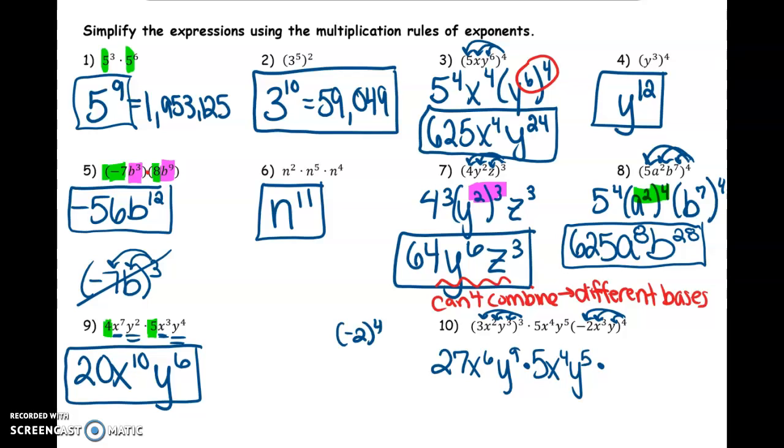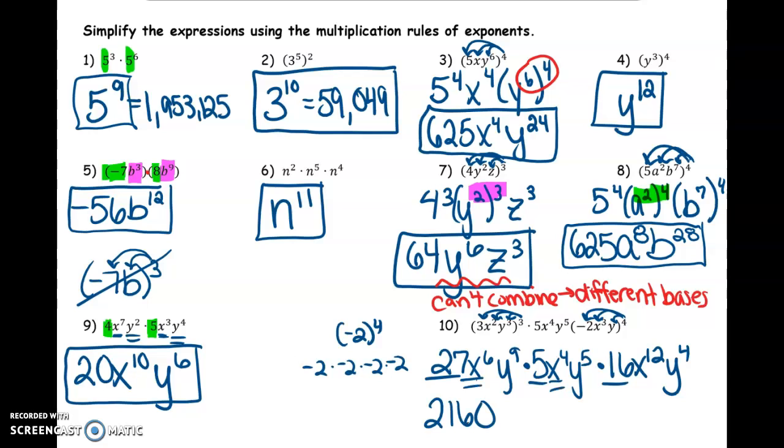That's really like saying negative 2 times itself 4 times. That's going to give me a positive 16. Then I'm going to have x to the 12, y to the 4th. And then my final step is just to look at everything that is sort of like common terms. So I'll start with the numbers. 27, 5, and 16. The operation is multiplication. So when I multiply 27 times 5 times 16, I get 2,160.